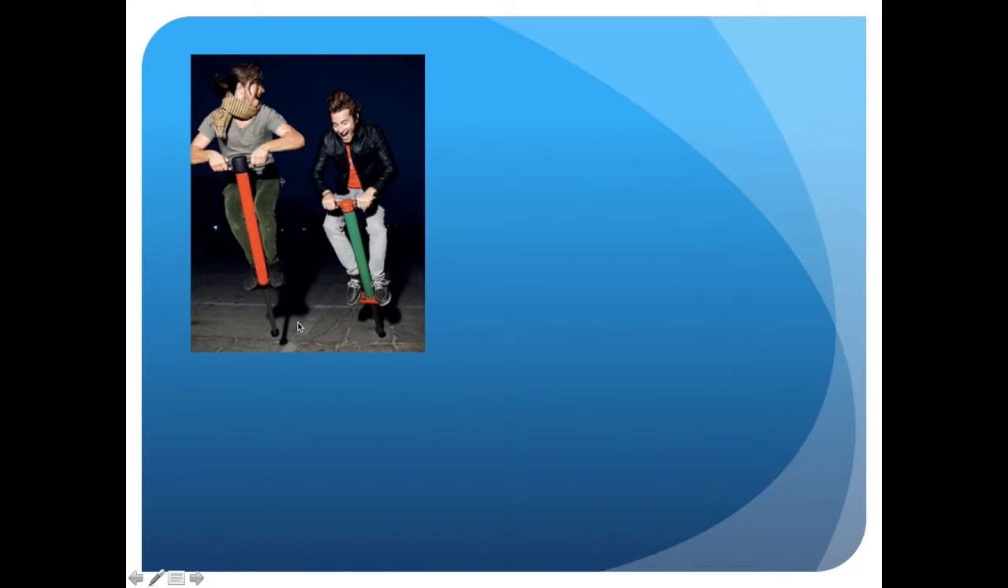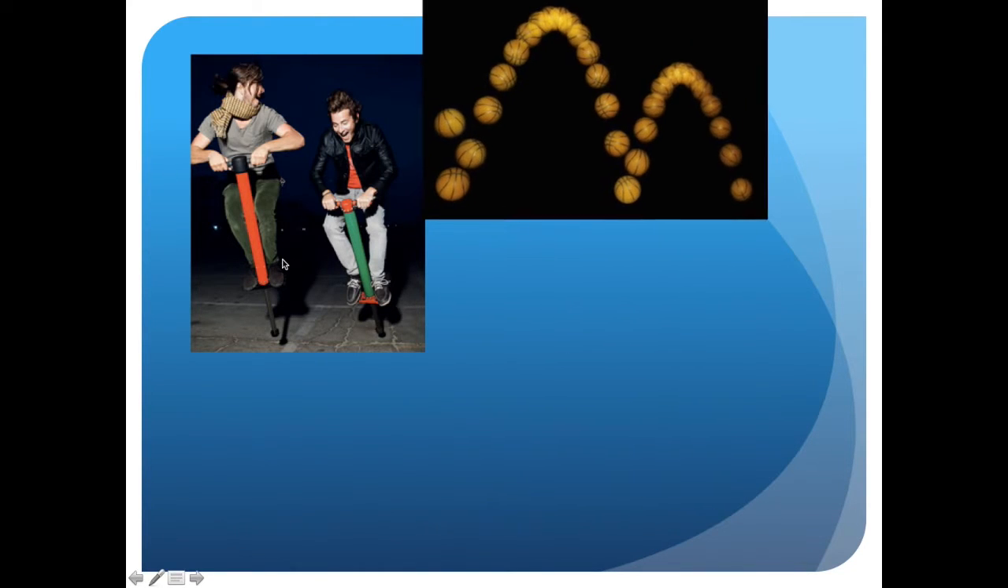The old pogo sticks, that uses elastic potential energy. So as you jump down, the spring's getting compressed. At the bottom, it's got the most elastic potential energy. Then it releases and springs you back up. So it turns into kinetic energy.